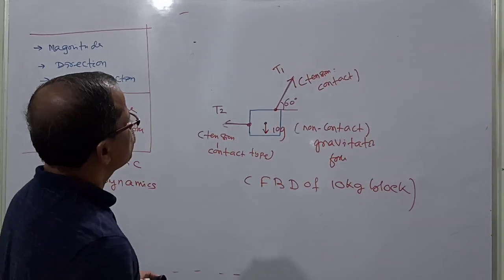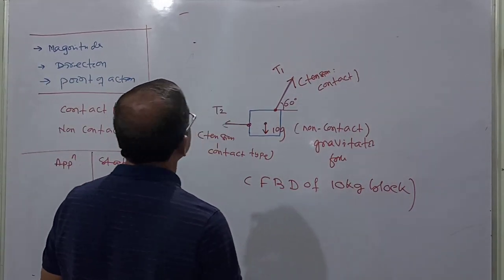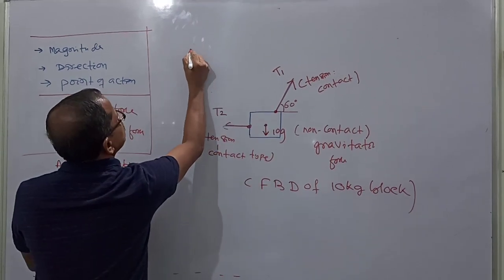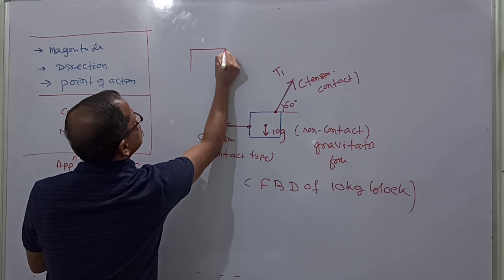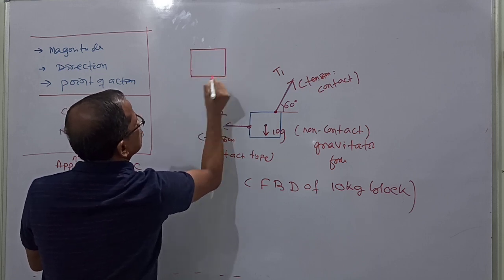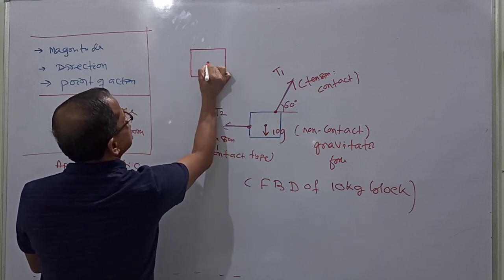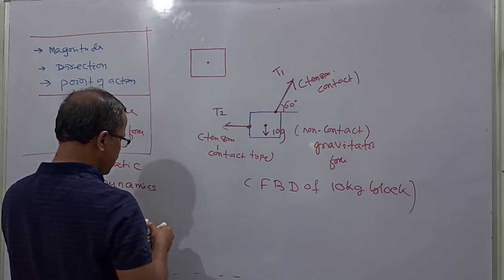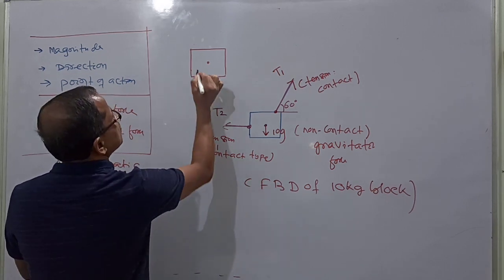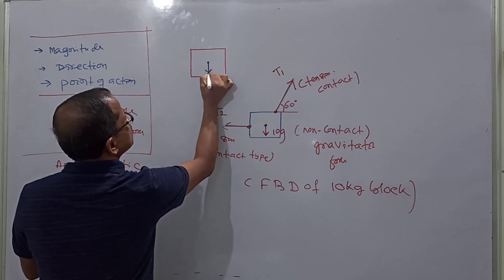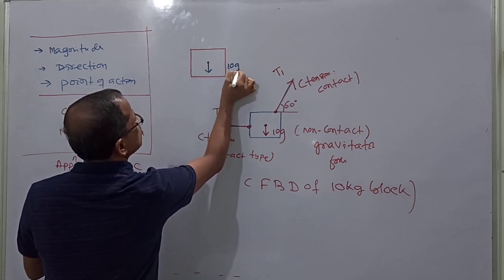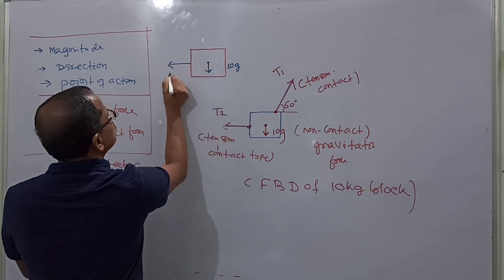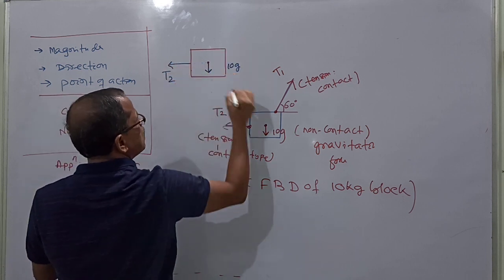Now, if you want, you can also draw the diagram again separately here. This is the body, this is the object, and I am drawing it again here, please go through it. The weight is acting at this middle point, through the center of mass, and that is equal to 10 into g. Here a tension will be acting, this is equal to T2. Another tension is acting here.